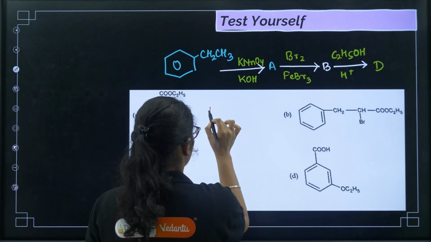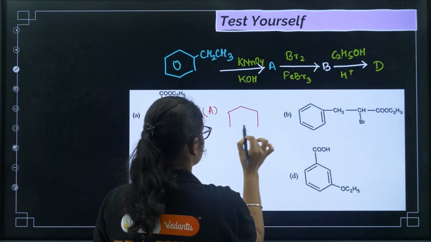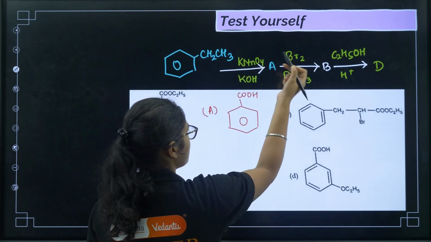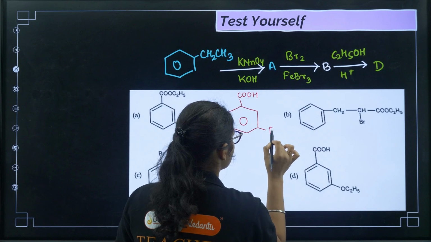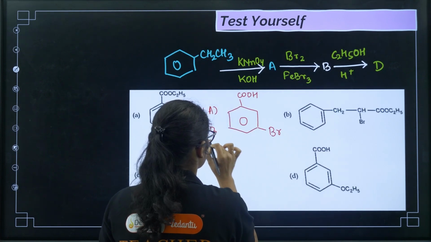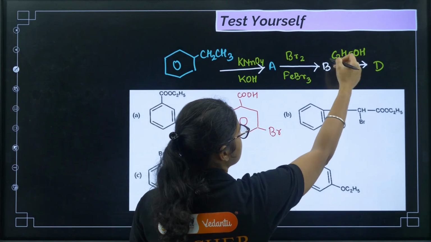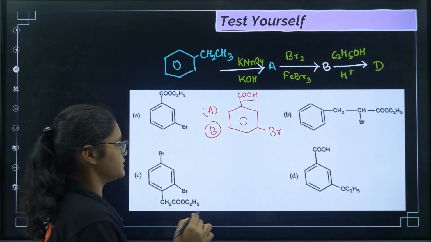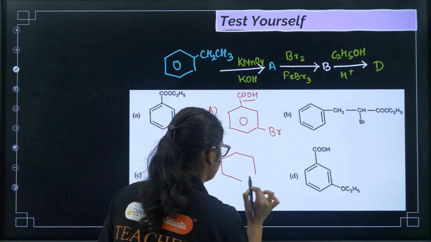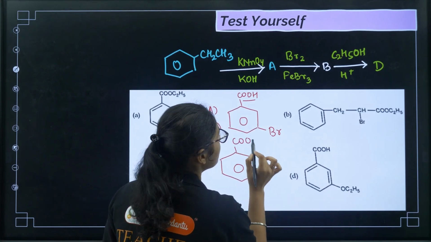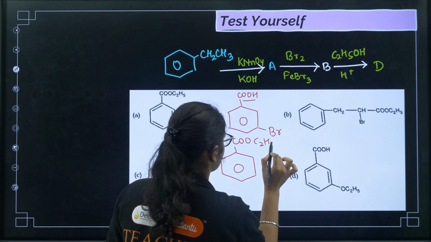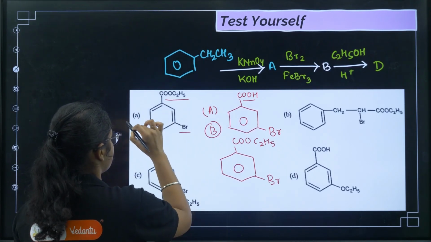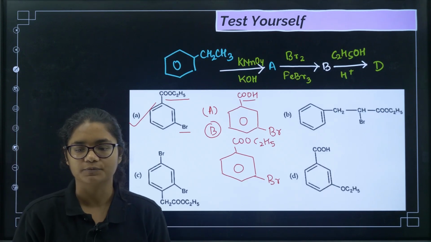So what is my A here? Here COOH will come, this whole group will be oxidized. Then bromine will come in the meta position. This is B now. If you treat it with this one, this is a carboxylic group and this is alcohol. Acids and alcohols react to give you esters. So what will I get here? We will get COOC2H5 and then we have Br. So the correct answer for this question will be option number A.